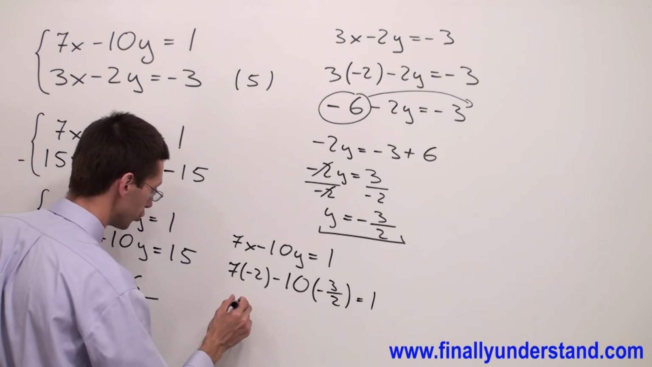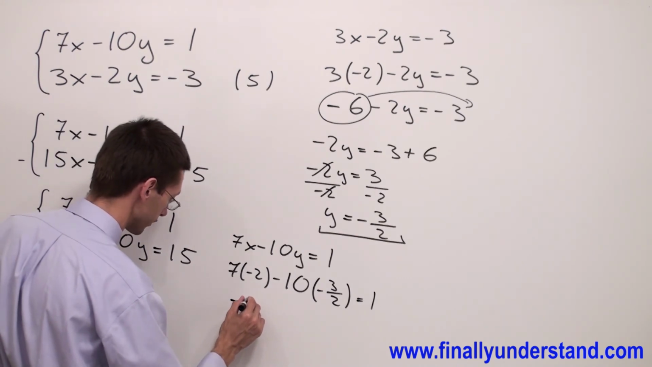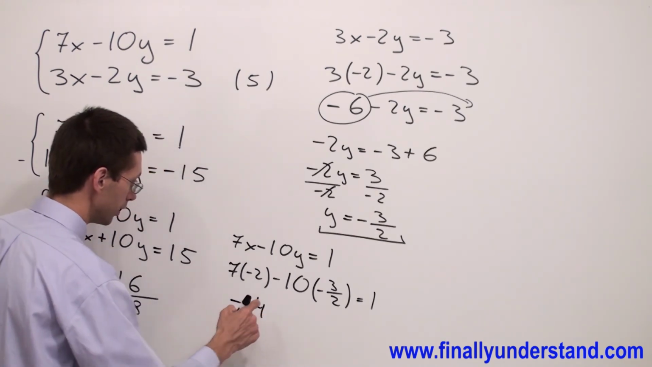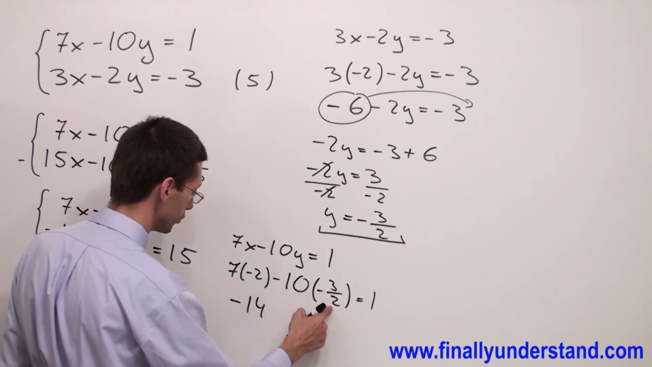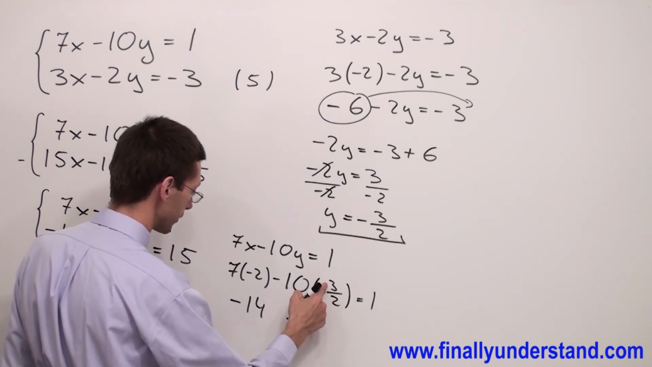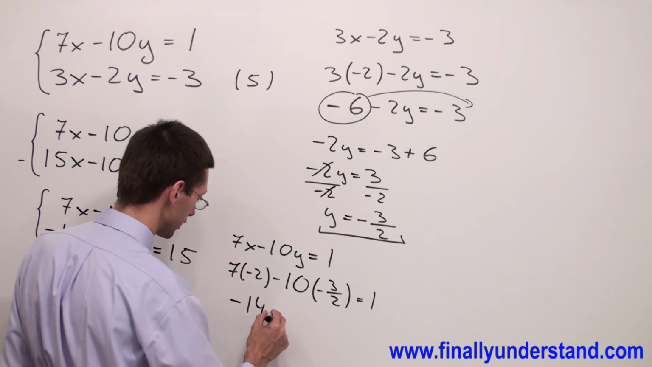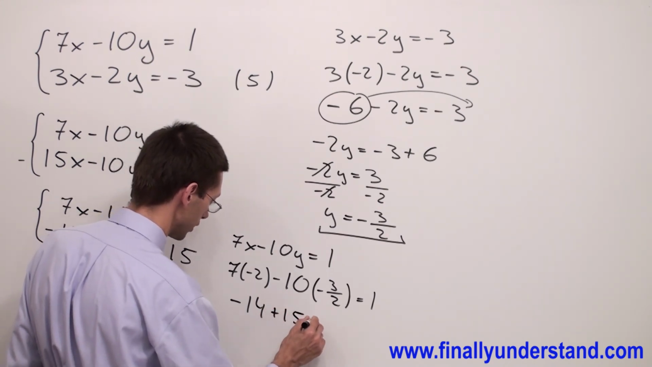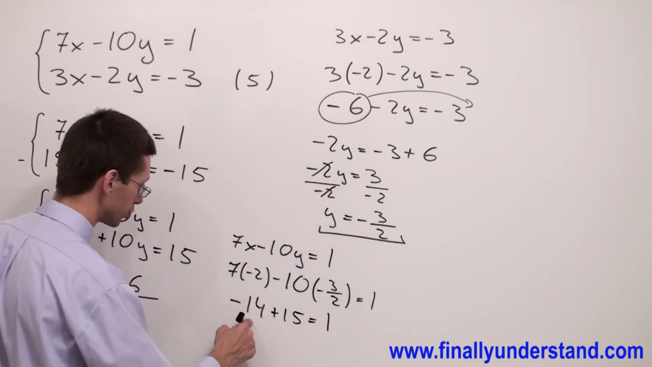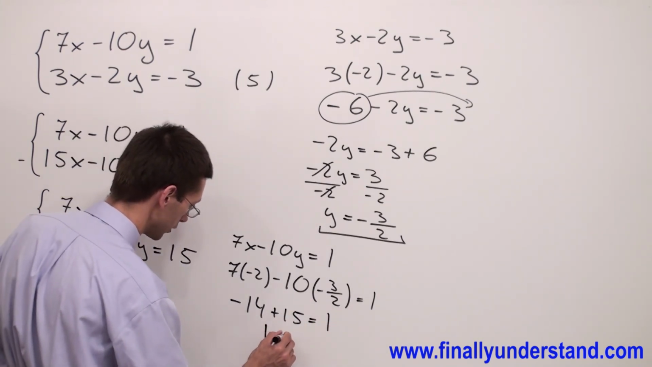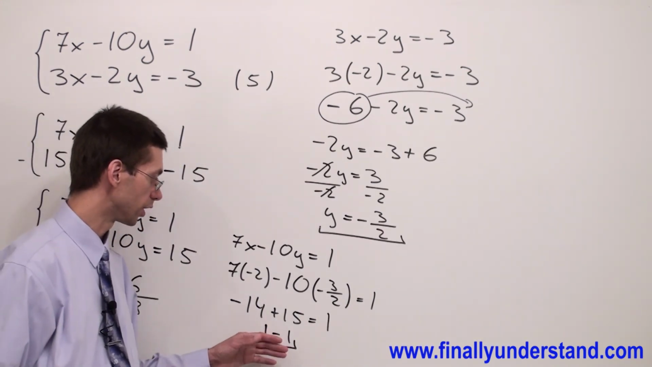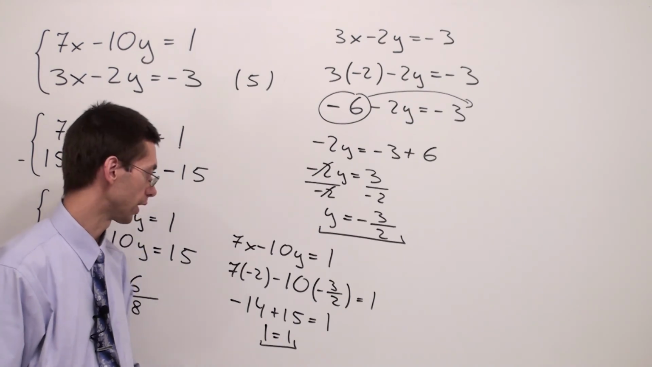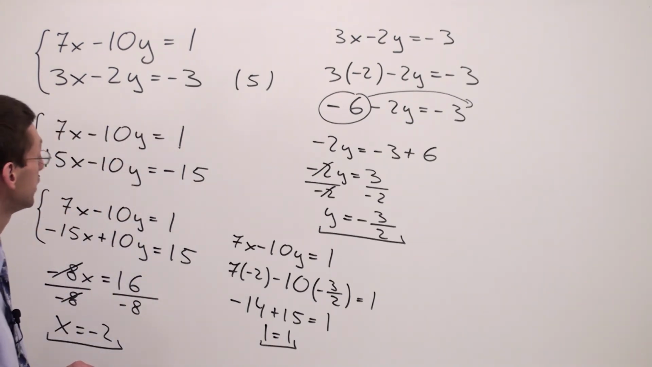7 times negative 2 is equal negative 14. Negative times negative gives me positive. 10 divided by 2 is equal 5. 5 times 3 is equal 15. So this is plus 15 equals 1. Negative 14 plus 15 is equal 1. 1 is equal 1. The left side of my equation is equal to the right side. So it looks like the answers are correct. But it's always good to check with the second equation.